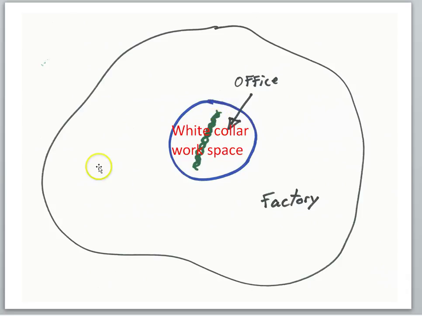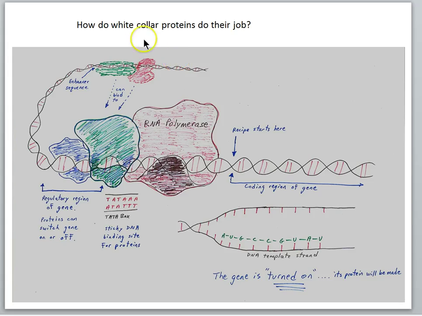Now remember, all proteins are built in the cytoplasm. The ribosomes are located in the cytoplasm. Blue-collar proteins will stay in the cytoplasm or go to the membrane to do their job, but the white-collar proteins are going to go back into the office, the nucleus, to interact with DNA, to control the genes in the nucleus. Now, how do white-collar proteins actually do their job?